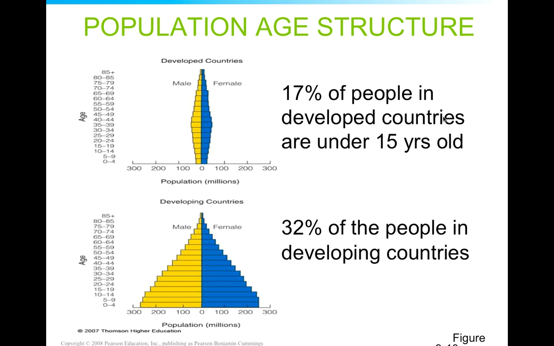So when we look at population age structures, we've talked about this a little bit in the past. 17% of people in developed countries are under the age of 15 versus 32% in developing countries. So this just shows you again the growth that we're going to see throughout the world. Those 4 billion people are going to be coming from developing nations, and we've seen most of them are going to be in African countries.